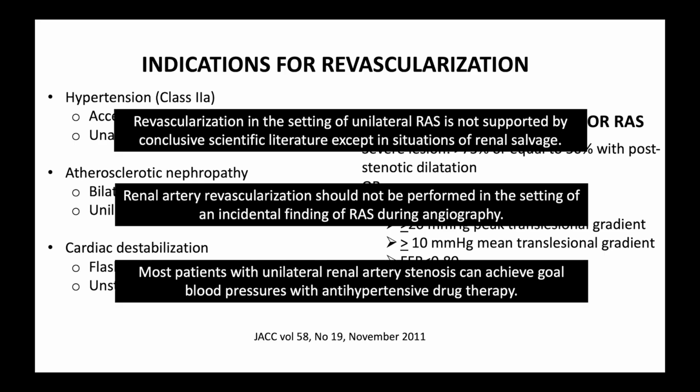I think the important take-home message in the indications for revascularization is that revascularization in the setting of unilateral renal artery stenosis is not supported by conclusive scientific literature except in situations of renal salvage. So, unilateral renal artery stenosis, you will not intervene unless it's a situation of renal salvage. Then renal artery revascularization should not be performed in the setting of an incidental finding of renal artery stenosis during angiography. And lastly, most patients with unilateral renal artery stenosis can achieve goal blood pressures with antihypertensive drug therapy.